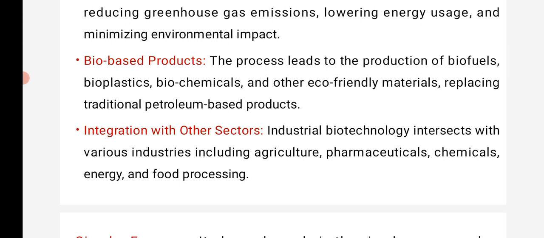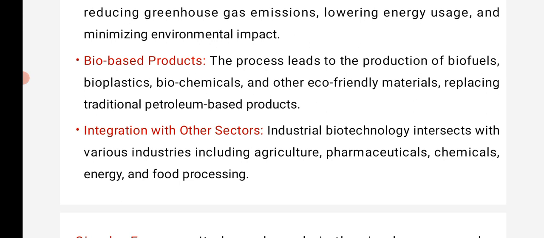Industrial biotechnology interacts with various industries. Industrial biotechnology, or any industrial biochemistry, is not only involved in its own field; it is also involved with various industries, as a multidisciplinary research effort.